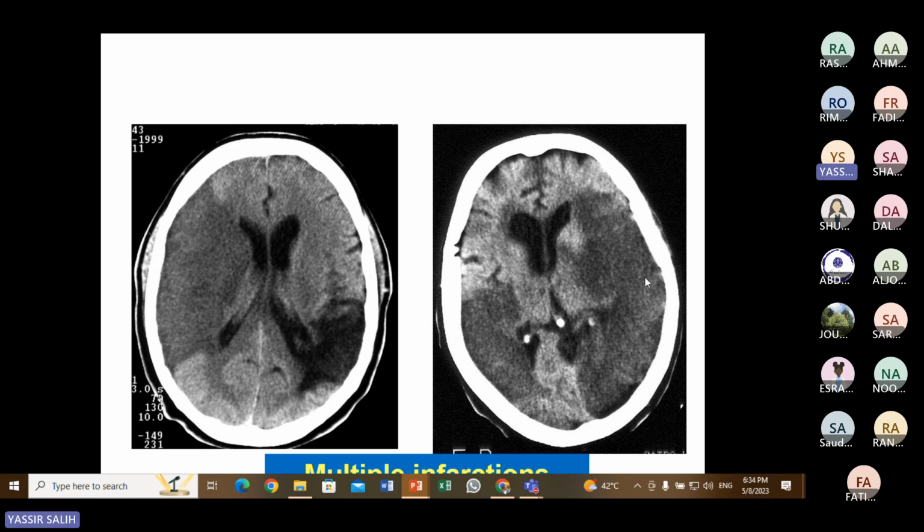What is your diagnosis? Diagnosis only. Hypodense cortical multiple infarction, chronic infarction. This is an infarction, chronic infarction. This one also is infarction, more chronic than this. This is more recent, and this is old. Also, this is multiple infarction.